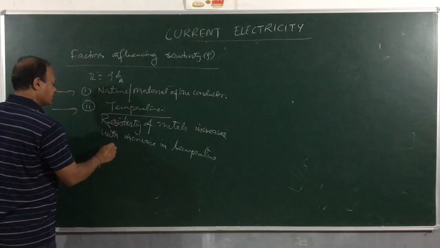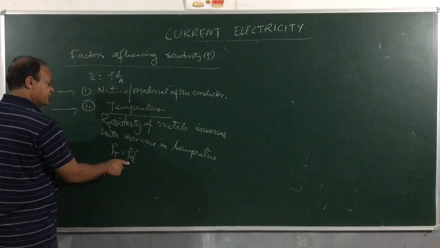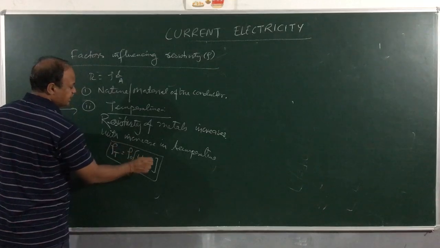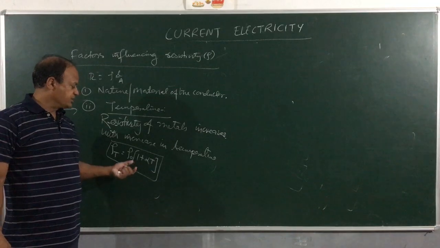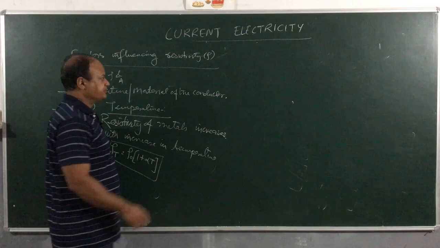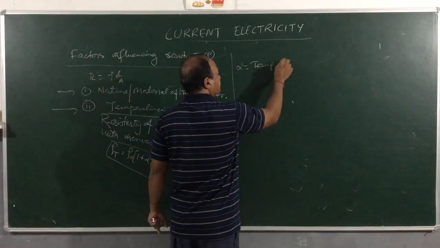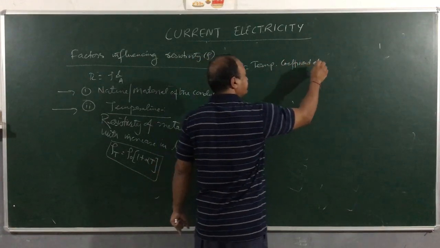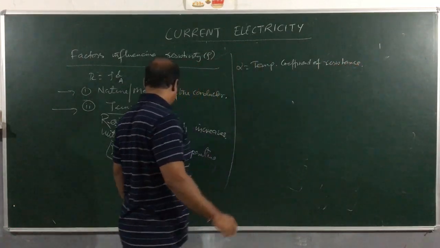And the relationship is: resistivity at T degree Celsius is resistivity at 0 degree Celsius into 1 plus alpha into T. This relation is somewhat similar to what we did when we studied dependence of resistance on temperature. Alpha, as you see here, is the temperature coefficient of resistance.